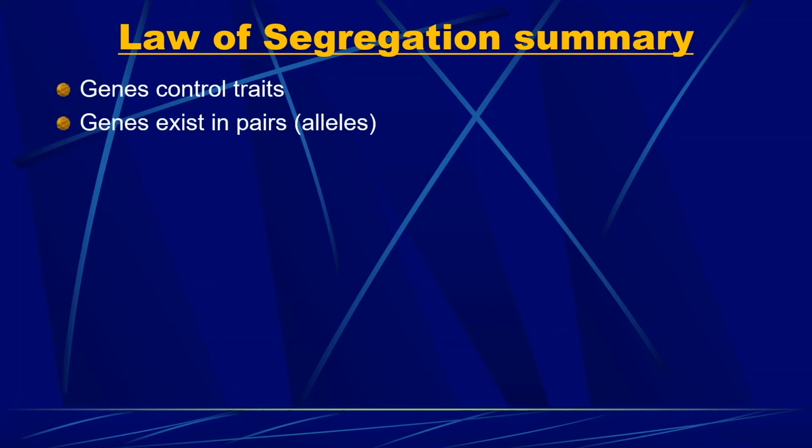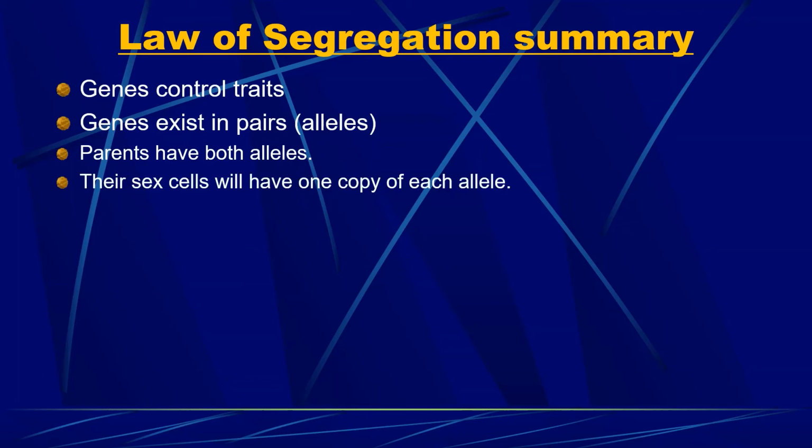And these genes exist in pairs. We call them the alleles. Parents would have both the alleles, but their sex cells will only have one copy of each allele. It cannot be the pair of the allele, only one.